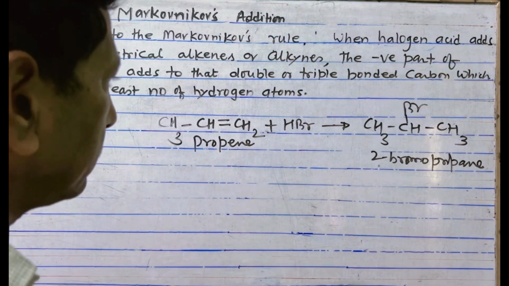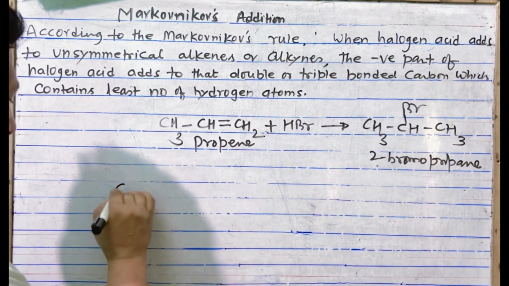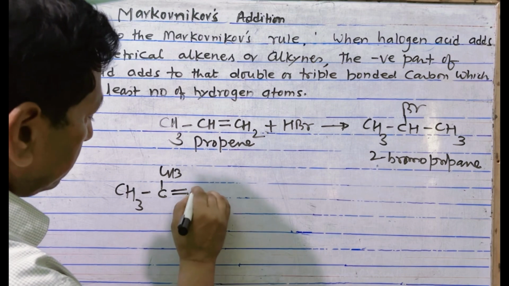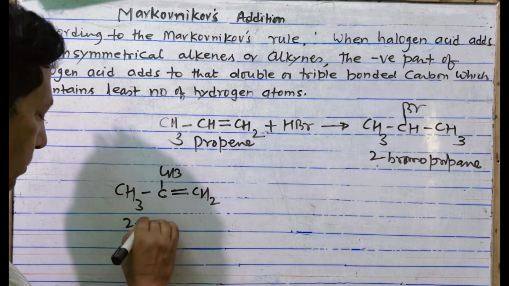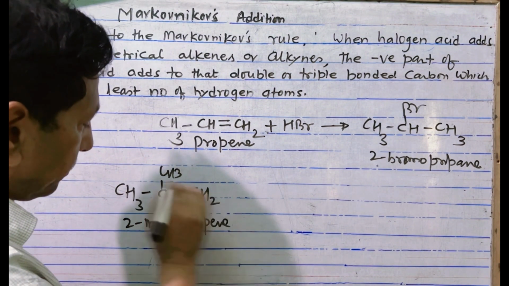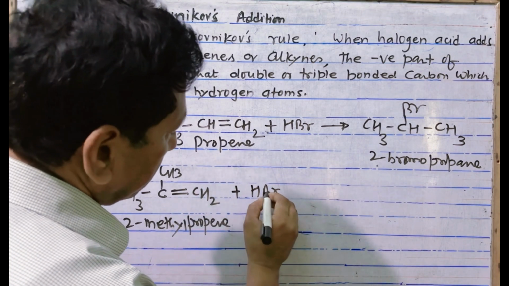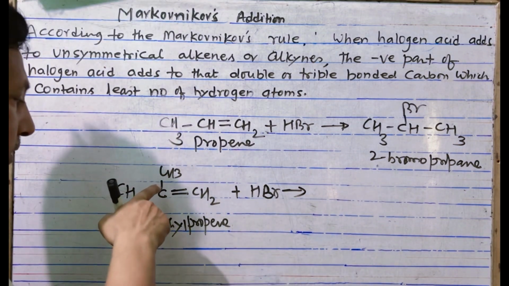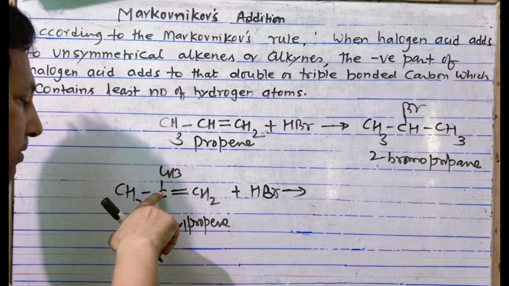This is the Markovnikov product, and let us take another example. For example, CH3 double bond CH2. This is an unsymmetrical alkene, 2-methylpropene. When the halogen acid HBr adds to this 2-methylpropene, the negative part, this bromine part, will go to this carbon because it has the least number of hydrogen atoms.